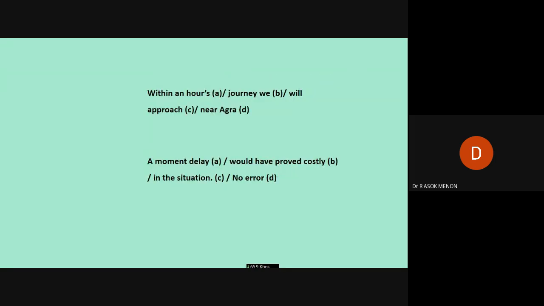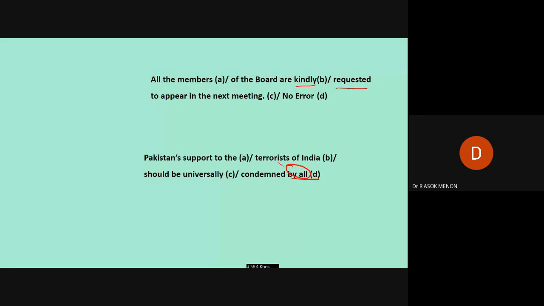Now, within an hour's journey, we will approach near Agra. So Shiron has asked a question about Pakistan's support to the terrorists of India. The focus of the question is not on "of India." It is on "by all," because it is a repetition, universally by all. So we need not look for the sensibility of that question, only the grammatical area.